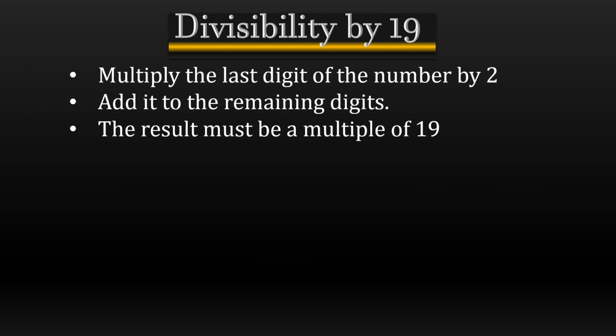Divisibility by 19. Given a number, multiply the last digit of the number by 2, add it to the remaining digits, and the result must be a multiple of 19. We have to check that. For example, consider the number 8664. First, we have to multiply the last digit by 2. That is 4 into 2 is equal to 8. Next, add this 8 to the remaining digits. That is 866 plus 8, we will get 874.